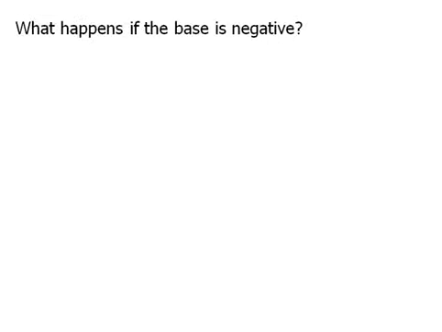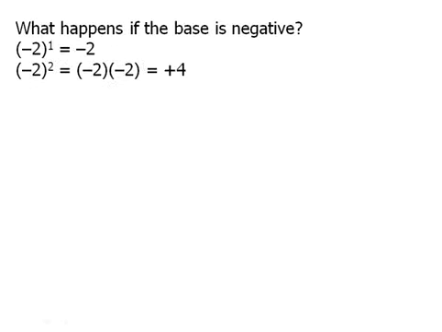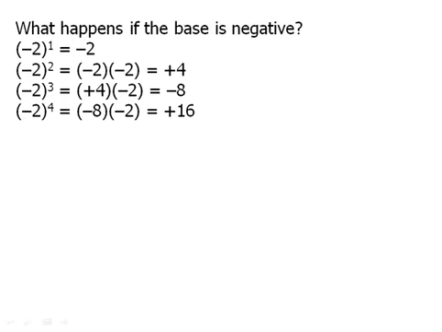What happens if the base is negative? What if we start raising a negative number to powers? Well, negative 2 to the 1, of course, would be negative 2. Negative 2 squared, that's negative times negative, that would be positive 4. If we multiply another factor of negative 2, positive times negative gives us a negative 8. Multiply another factor of negative 2, we get negative 8 times negative 2 gives us positive 16. Multiply another factor of negative 2, we get negative 32.